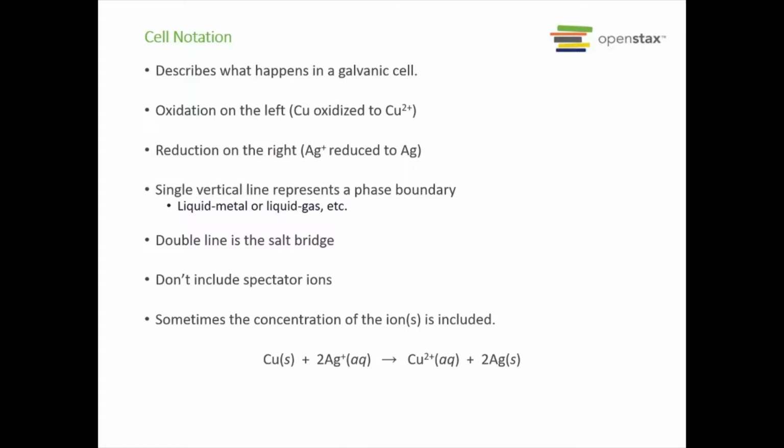So we use cell notation now to describe what is happening in a galvanic cell. What is oxidized starts on the left and what is reduced goes on the right. We use single vertical lines to represent a phase boundary, for instance, maybe liquid to metal or liquid to gas. We use a double vertical line to represent the salt bridge. We do not include spectator ions. We are only looking at what is actually reacting. Sometimes the concentrations of the ions are included.